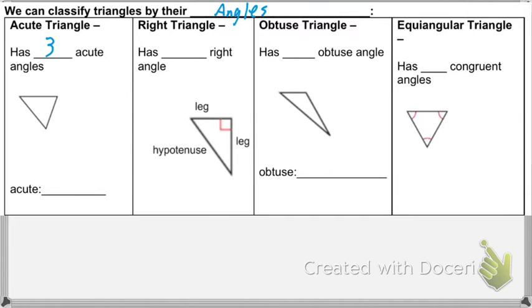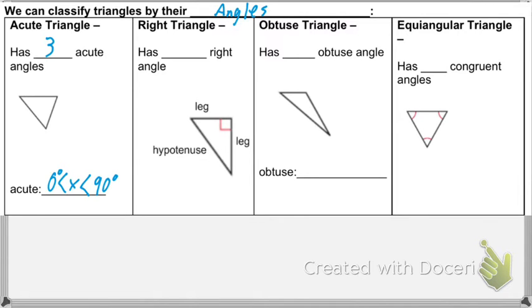Now, a reminder, an acute angle is between what 2 measures? Yeah, it's somewhere between 0 degrees and 90 degrees. Your angle measure is somewhere between 0 and 90 degrees. So x is between 0 and 90. It's greater than 0, but it's less than 90. So all three angles in this triangle, for it to be an acute triangle, are going to be acute angles.